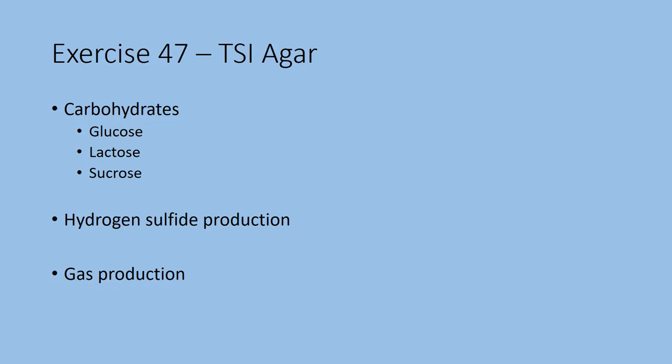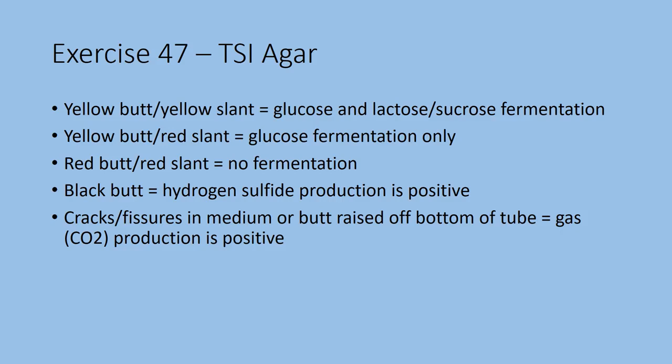Exercise 47 is the TSI agar. This is the triple sugar iron. The three sugars that are present in this are glucose, lactose, and sucrose. The other thing that you can test besides the fermentation of those sugars is for the production of hydrogen sulfide and also for gas production, specifically carbon dioxide.